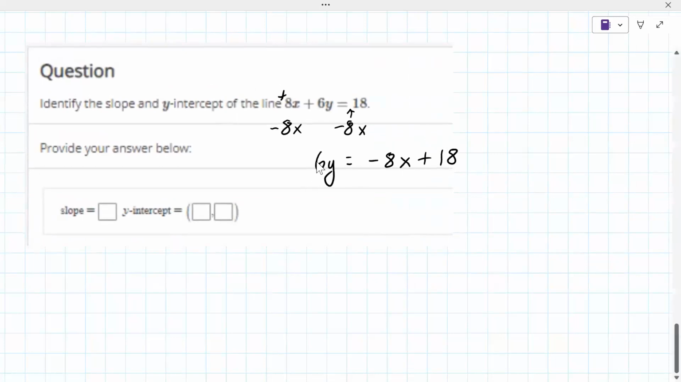Now, what's in front of the y? What do you have here? +6. So you divide everything by 6. So it's negative 8 over 6x. What is 18 divided by 6? -3. They're both positive. Oh, positive, so it would be sorry, 3. Okay.